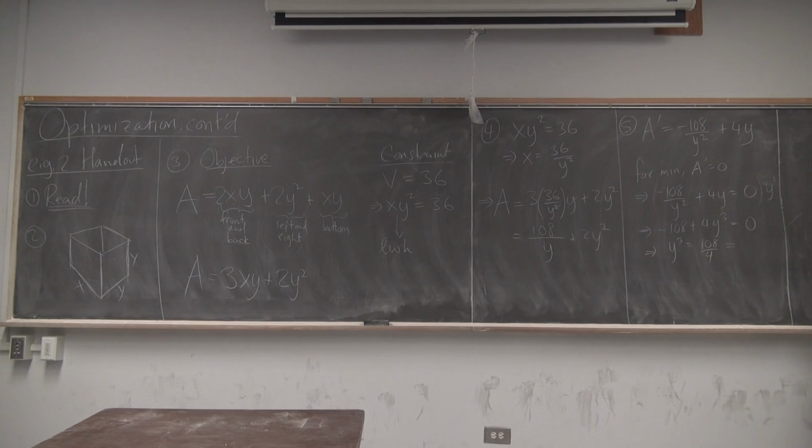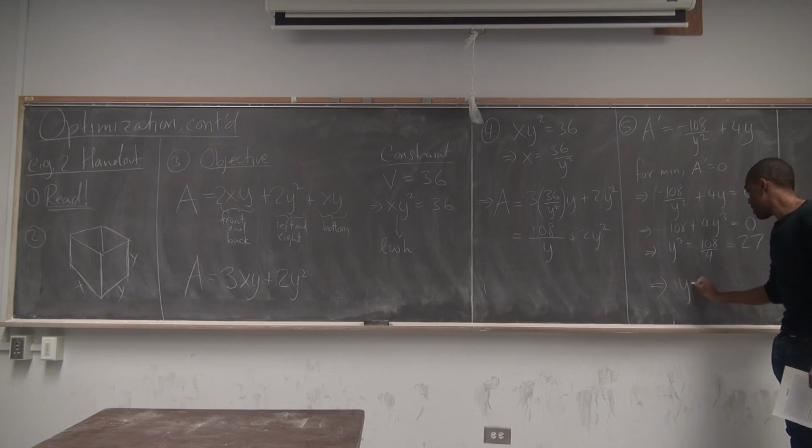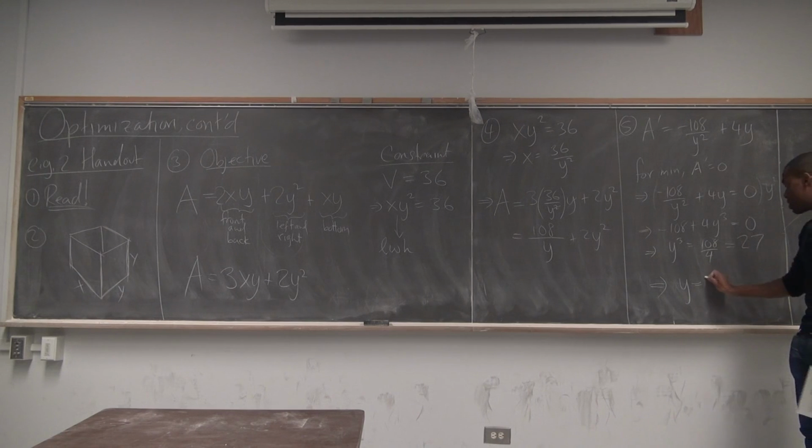Does that go into it exactly? 4 into 10 goes 2 times, remainder 2. 4 into 28 goes how many times? 7 times, so that's 27. And now we have y is equal to the cube root of 27, which is 3.